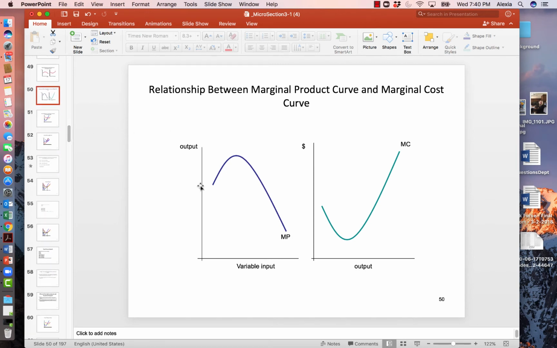Your marginal product goes up, up, up, hits a point and goes down and down. So your extra output as you hire more people keeps increasing, which means your costs are going down because you're getting way more extra output. Then it hits a point, and your extra output goes down, so your extra costs go up. They're the inverse of one another.